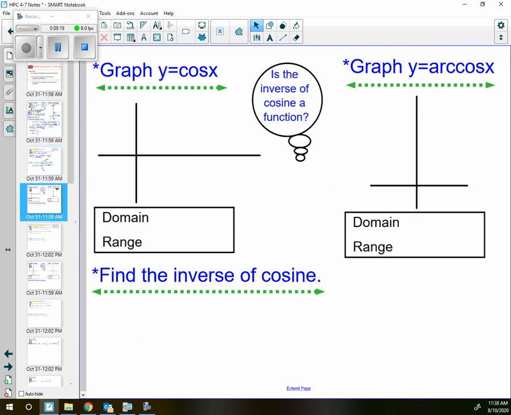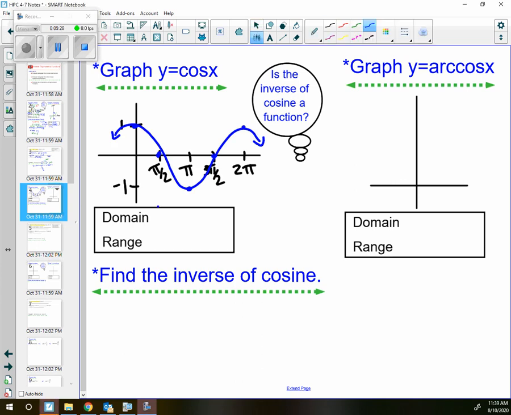All right, let's do the same thing for cosine. So can you pause the video? Go ahead, graph one complete period of cosine. All right, so one complete period of cosine. Remember, initially our domain again is all real numbers, and the range is -1 to 1, just like sine. Remember, they're cofunctions. They're just shifted π/2 from each other.